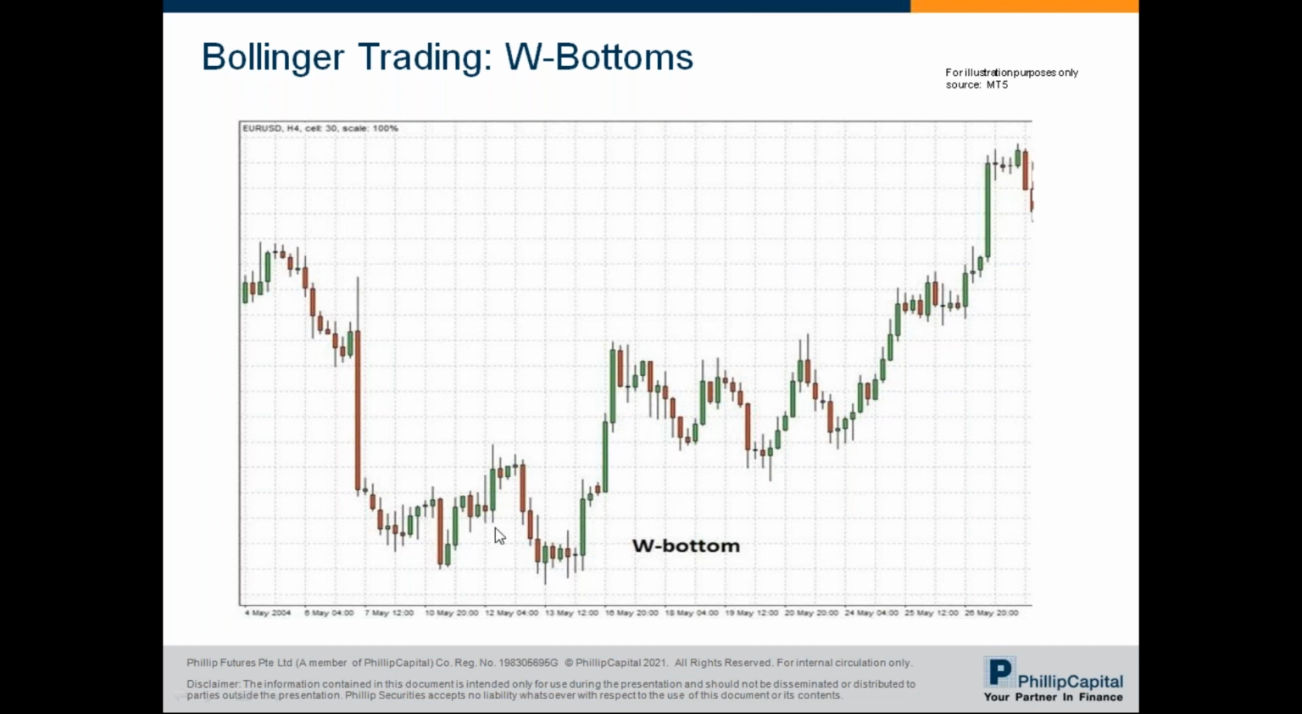So the basic form of this W bottom includes two swing lows, usually around the same price area. You can see that the low here and this low are around the same zone. So this first bottom is followed by the second bottom here. This is what you call the W bottom or double bottom, with two swing lows around the same price. And this is how it looks without the Bollinger Band indicator. Okay, so the next slide.